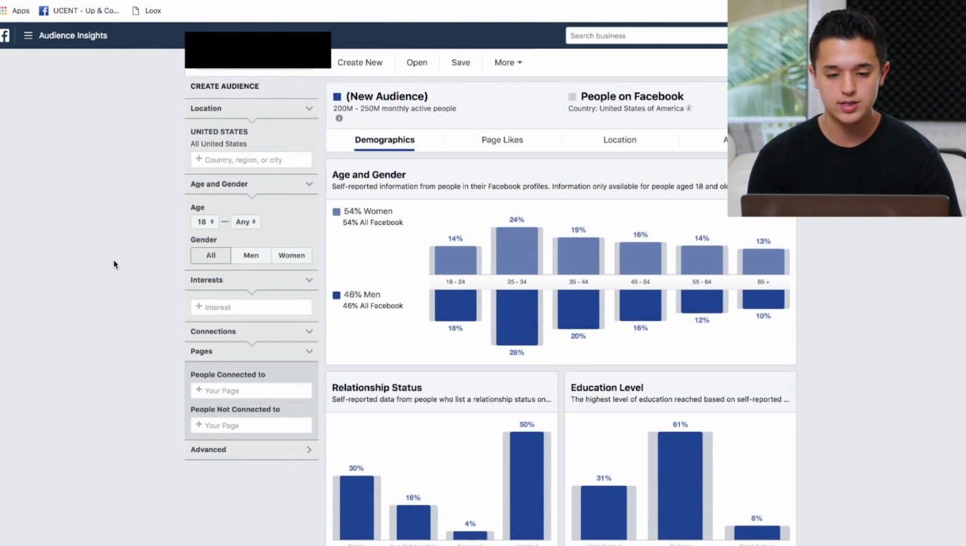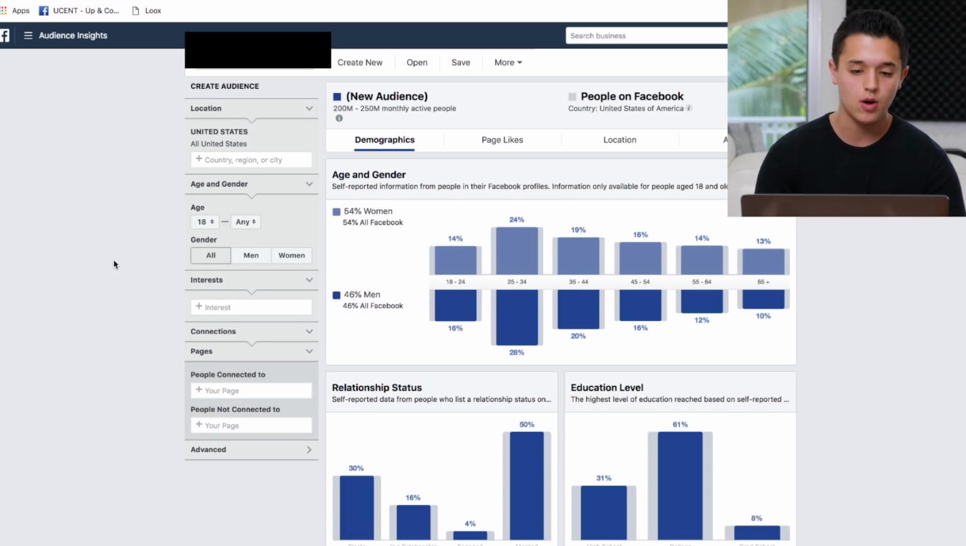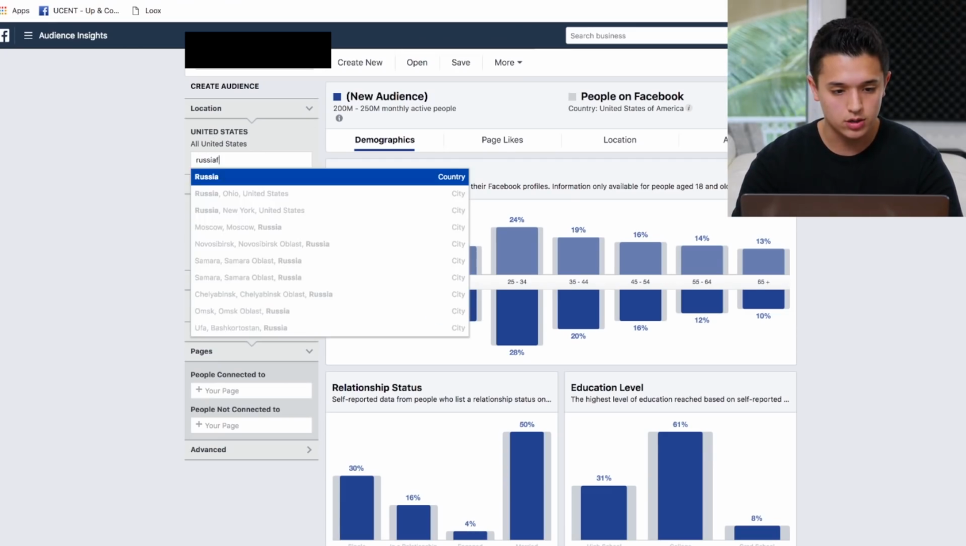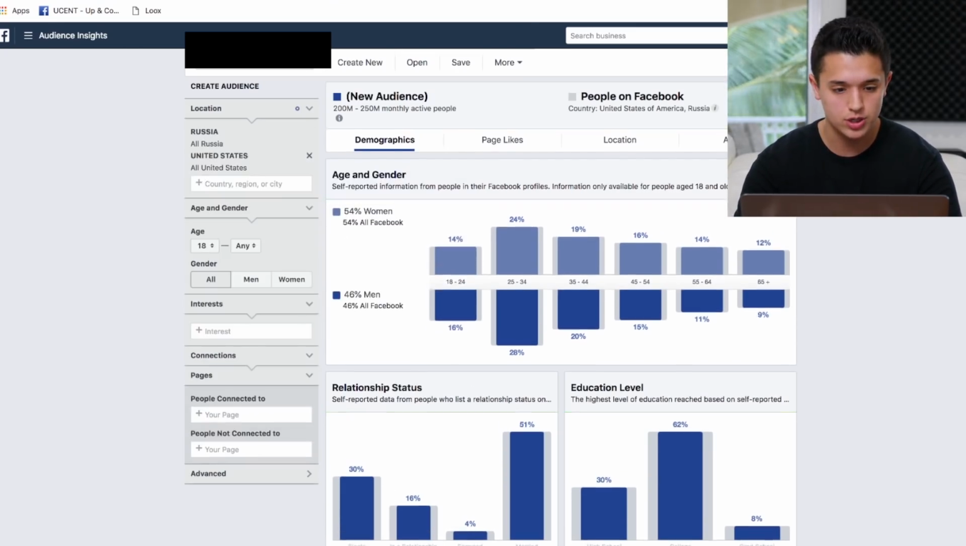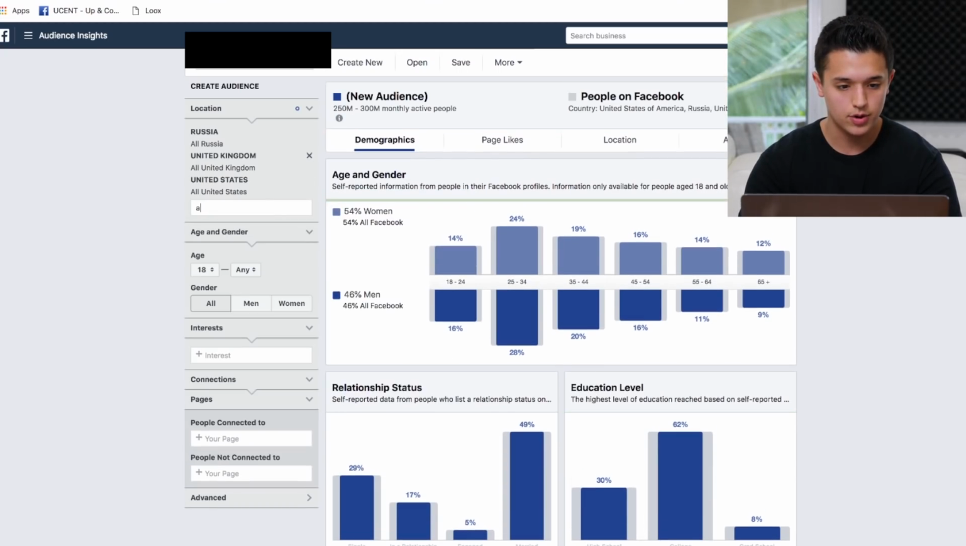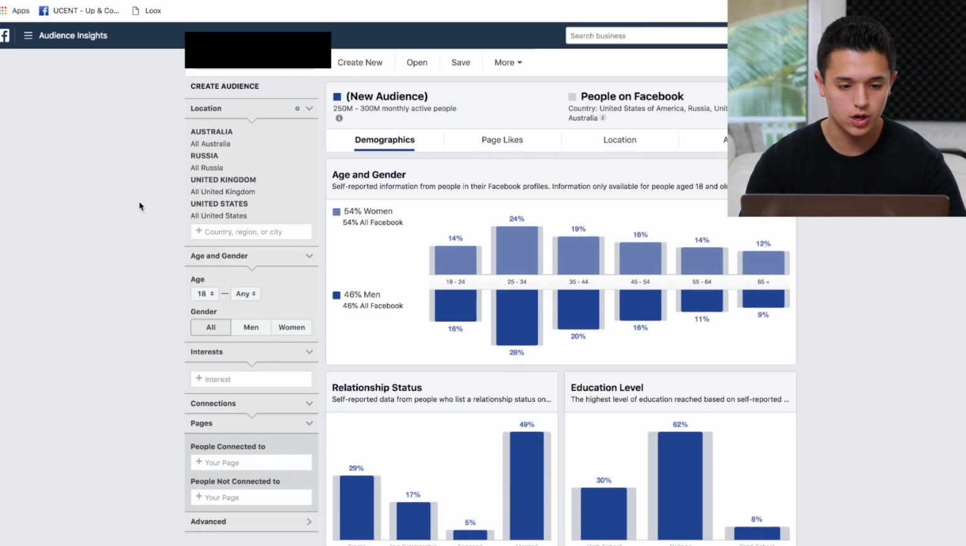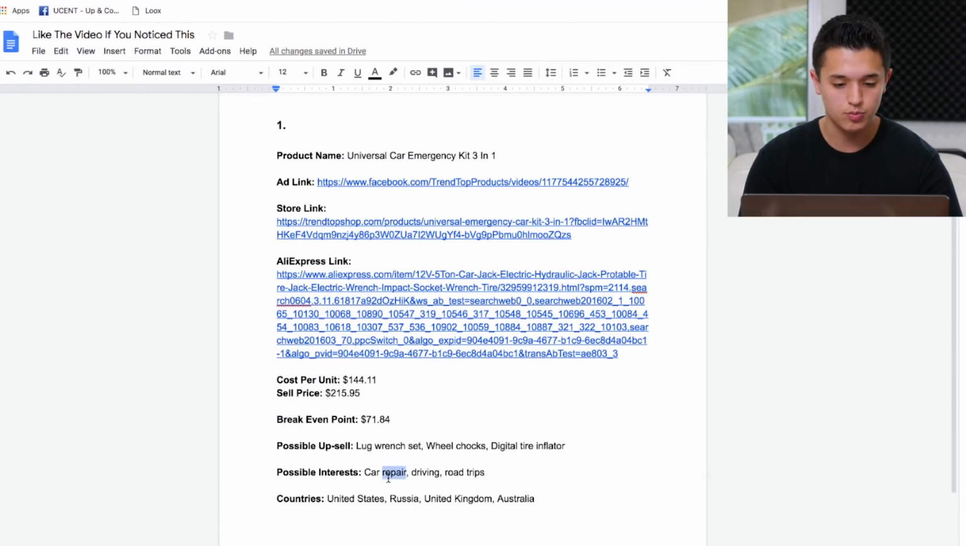So now we're on audience insights, and basically what this just shows is all the different breakdowns of all the data of people that are active on Facebook. So up here where it has United States, I'm gonna go ahead and put Russia. Oh, didn't mean to do that. Russia. I'm gonna do the United Kingdom, and I'm gonna do Australia. So those are the countries that I found were buying most from the AliExpress link, so I'm gonna incorporate those into here.